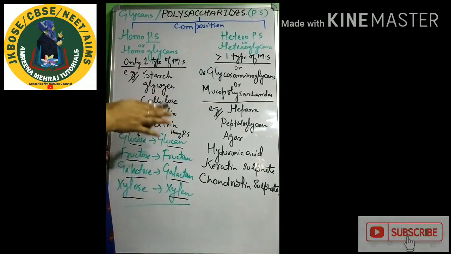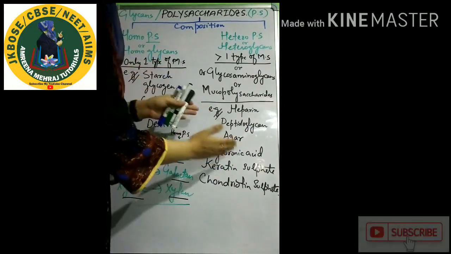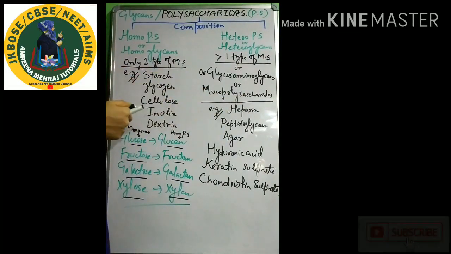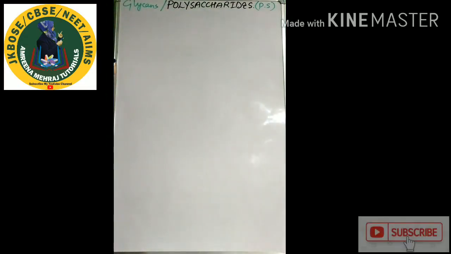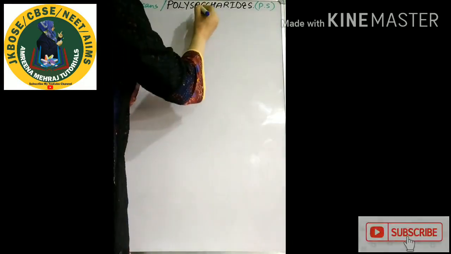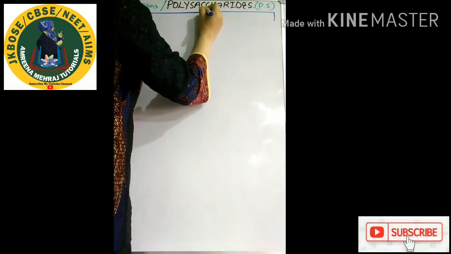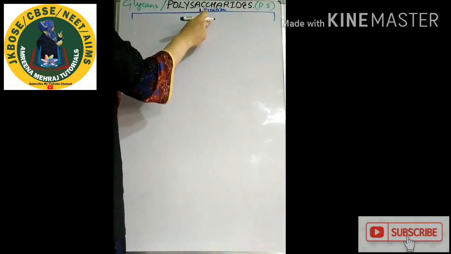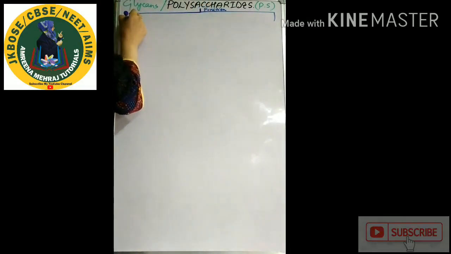Now, before getting into the depth of these examples, we should first get some idea about another system of classification of polysaccharides. Let me take you to that. So, let us take up the classification of polysaccharides based on function. Earlier I gave you the classification based on composition. Now, on the basis of function, we have three categories.